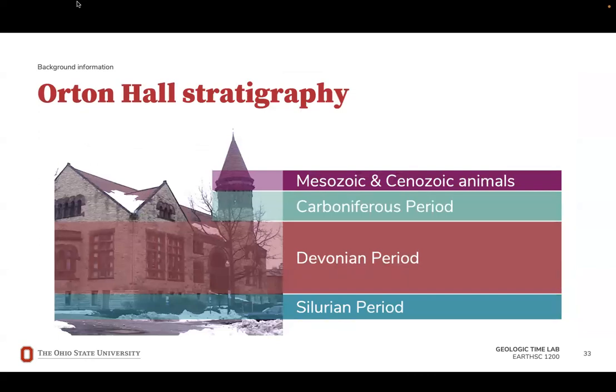Originally, Orton Hall was constructed exclusively of Ohio building stone, which was arranged in correct stratigraphic order. At the base of the building is limestone from the Silurian period. Above this is limestone from the Devonian period. And near the top of the bell tower is red sandstone from the Carboniferous period. And in the uppermost reaches of the bell tower are carvings of Mesozoic and Cenozoic animals. Even the chimes in the bell tower are a reminder of passing time. Currently, Orton Hall houses the Orton Geological Museum, the Orton Memorial Library, and various offices and laboratories.